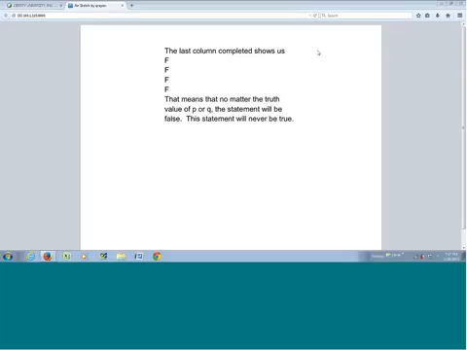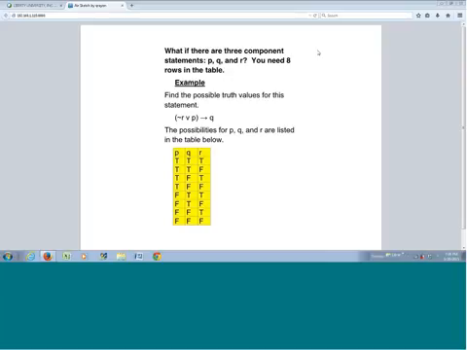Okay, so we've done some examples with P and Q and making a table listing the possibilities, but sometimes we're going to run across problems where they give us 3 letters, P, Q, and R. So I'd like to take a look at an example with P, Q, and R. You need 8 rows. Every time you have P, Q, and R, where you have 3 letters, you need 8 rows. So here's our example.